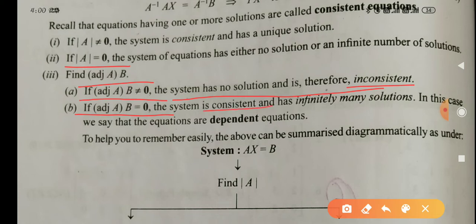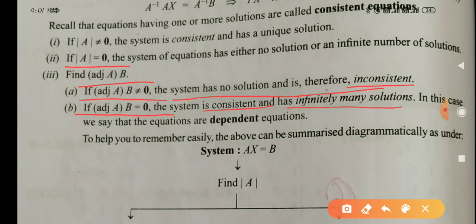In this case I told you, if determinant A is equal to 0, then two cases will be there. System may be consistent, system may be inconsistent. When it will be consistent, when it will be inconsistent, I am telling you. If adjoint A into B is not equal to 0, then system is inconsistent, means no solution. If adjoint A into B is equal to 0, then system is consistent and has infinitely many solutions.